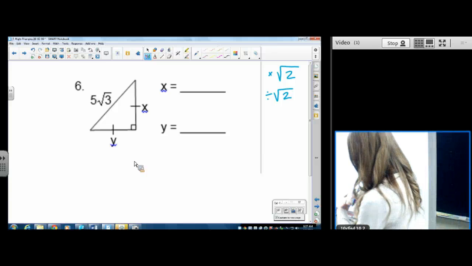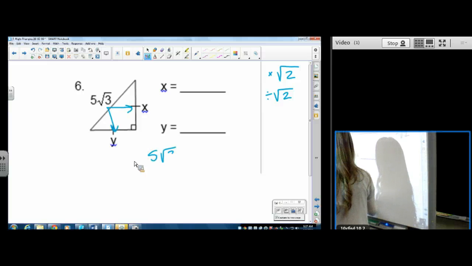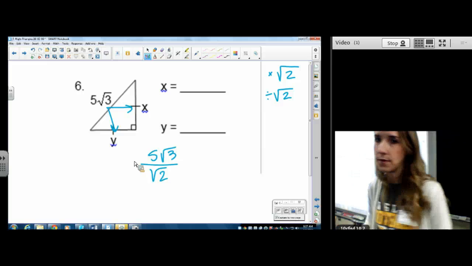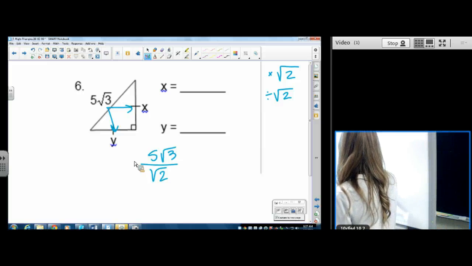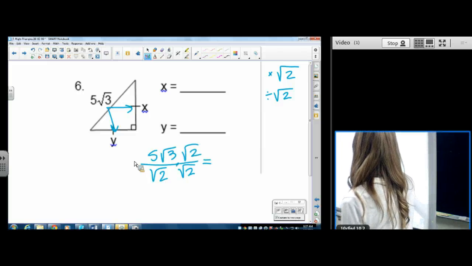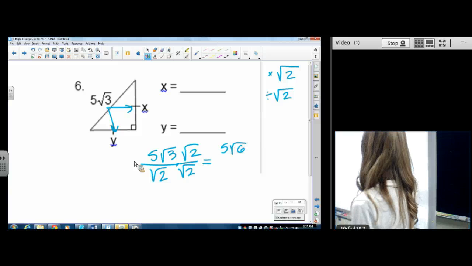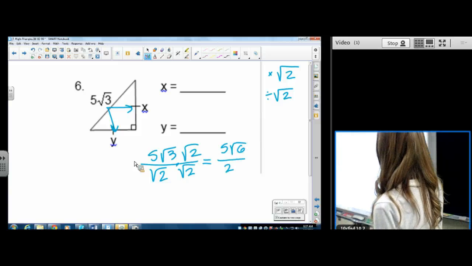So I know that I'm looking for a leg. I know that I'm going backwards. So I know I'm going to have to take my hypotenuse and divide it by root 2. I have to go backwards. I have to do the opposite of multiply. This is one where we have no choice. We have to rationalize the denominator. So in the numerator, we're going to have 5 root 6 because we're allowed to multiply 3 times 2. And in the denominator, we're going to have 2.